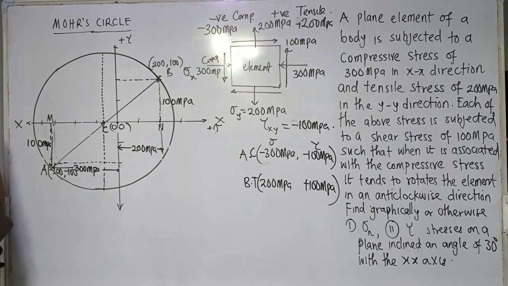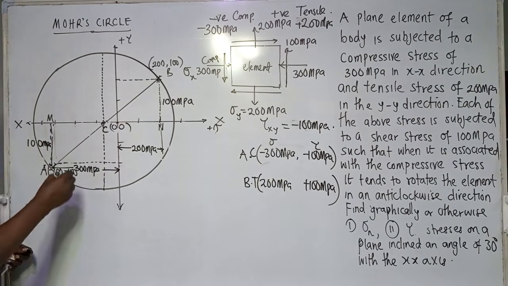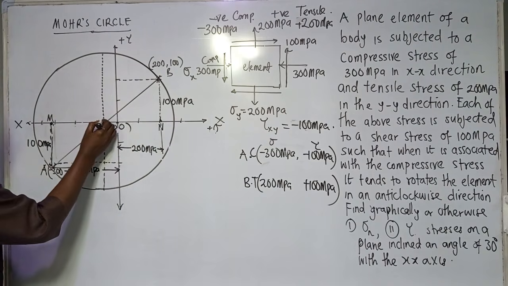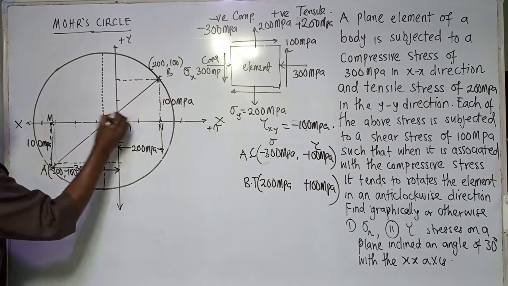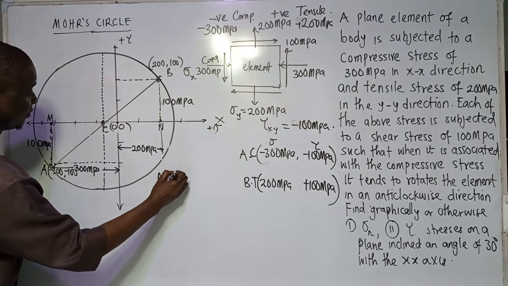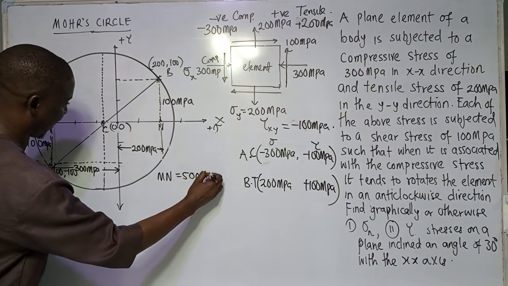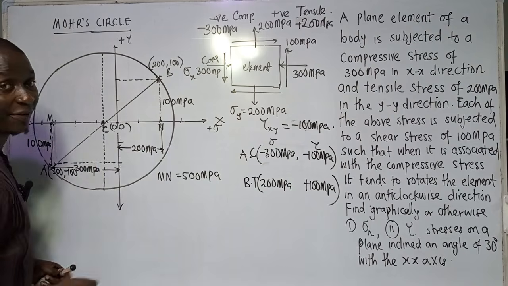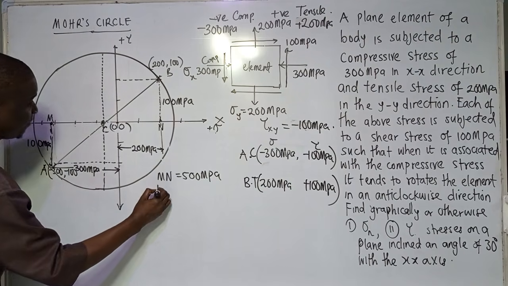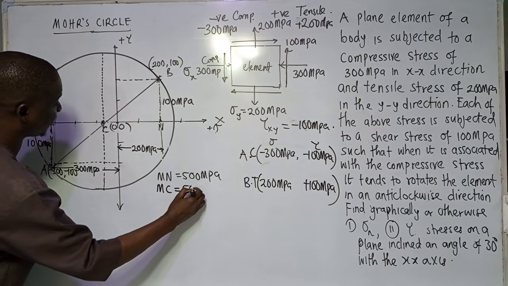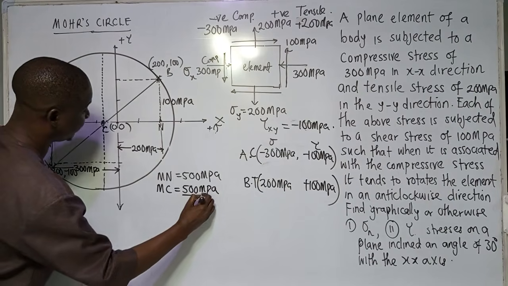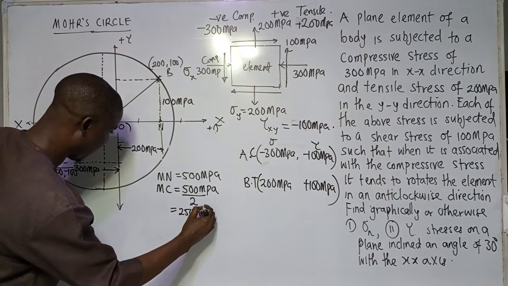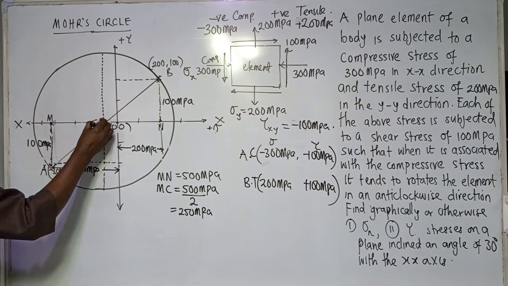Okay? Having done that, from here to this place. Now, this is a midpoint, from this point M to N. Don't forget, from here to this place, MN is 500 megapascal. So if MN is 500 megapascal, that means MC should be equal to 500 megapascal divided by 2. And that will give us what? 250 megapascal.